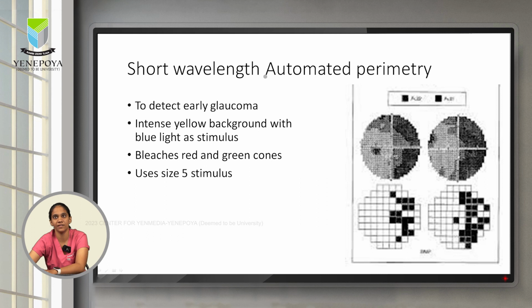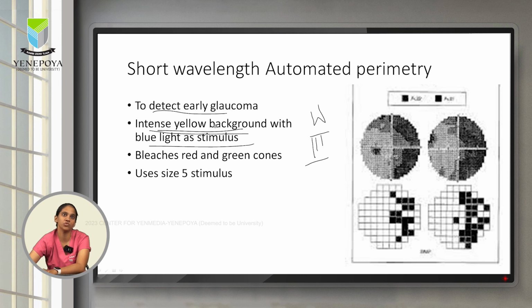Next is the short wavelength automated perimetry. It is used to detect early glaucoma. In this, an intense yellow background is used. Normally, what background is used? White. What is the size of the stimulus? Normally, size 3 is used, right? And the stimulus is also white. But in this, there is an intense yellow background with blue light as the stimulus.